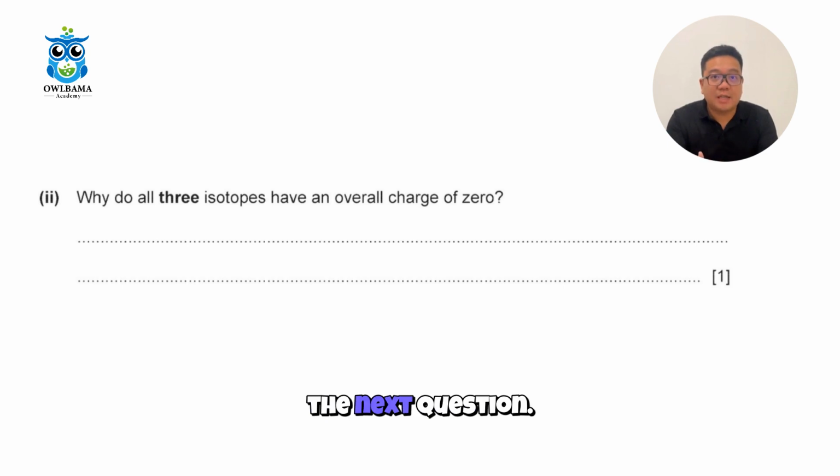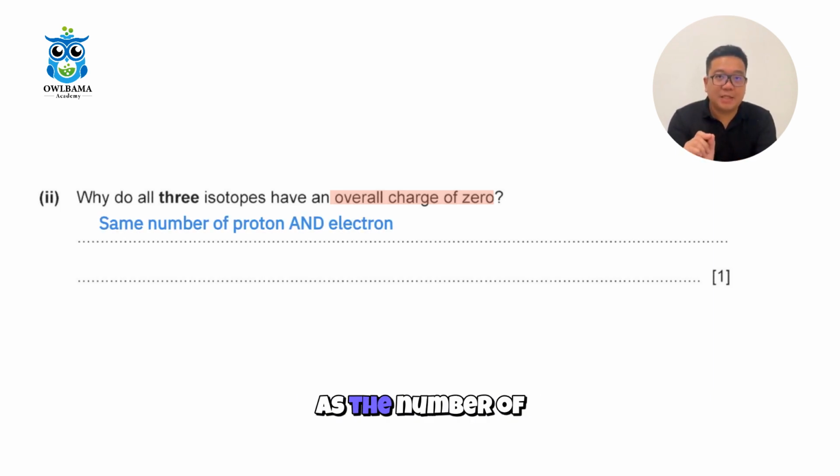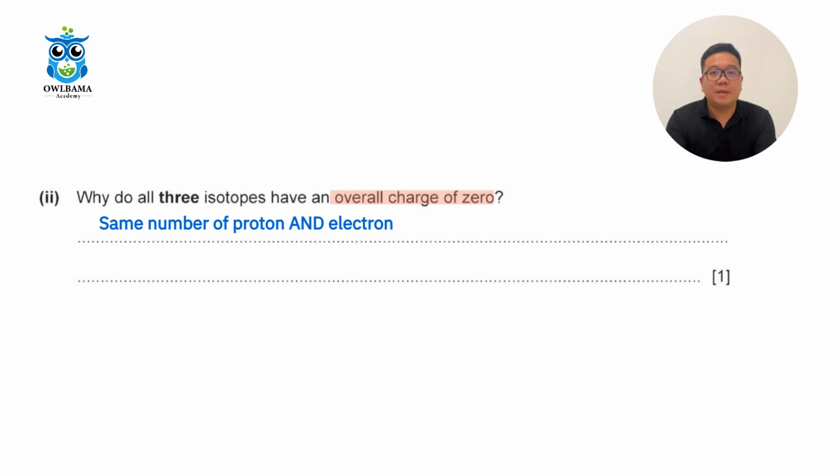Now, moving on to the next question, why do all three isotopes have an overall charge of 0? When they say overall charge of 0, it means the number of positive charges is equal to the number of negative charges. So, what is positively charged? The proton. And the number of protons is the same as the number of electrons. That's why the atom is neutral.